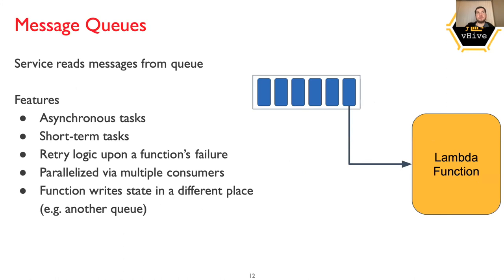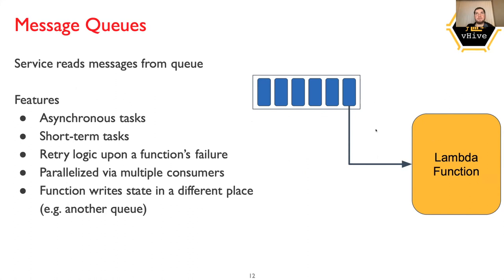Next are message queues. And here it's also pretty straightforward. We have a Lambda function and we have a queue with messages. Each message will basically start a new Lambda, and Lambda will read these messages from the queue. That is configurable, so Lambda may read one message or a batch of messages. But basically, it will just read the message and proceed with it.